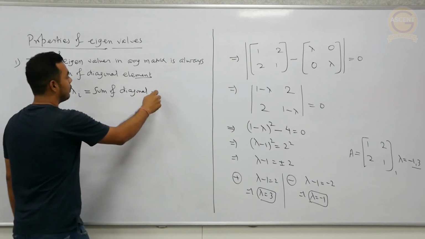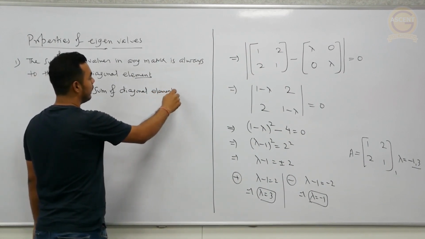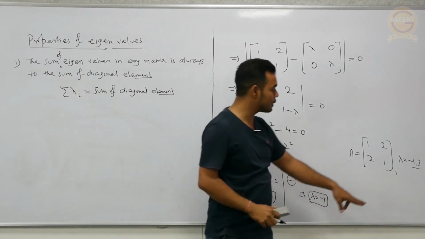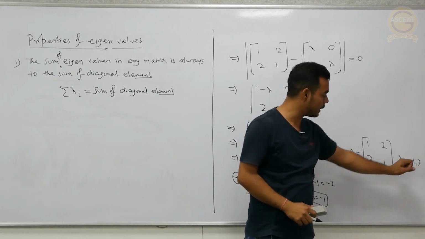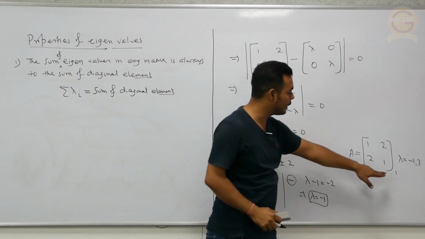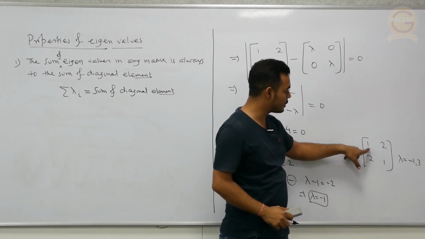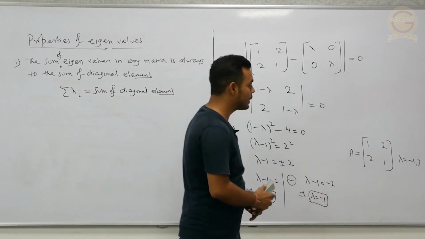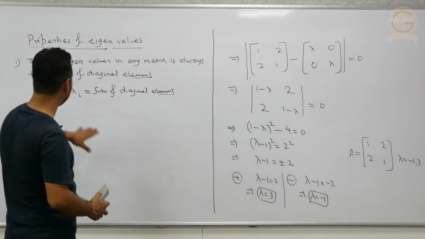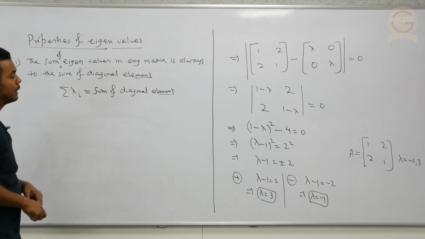So here you can see that we have two eigenvalues. One eigenvalue is -1, the other eigenvalue is +3. Now if you add these two eigenvalues, you will get -1 plus 3, which is 2, and if you add the diagonal elements, these are the diagonal elements 1 and 1, then also you will get 2. So this is a very, very important property. The sum of all the eigenvalues is always equal to the sum of diagonal elements.